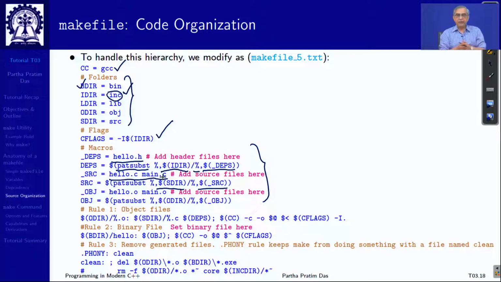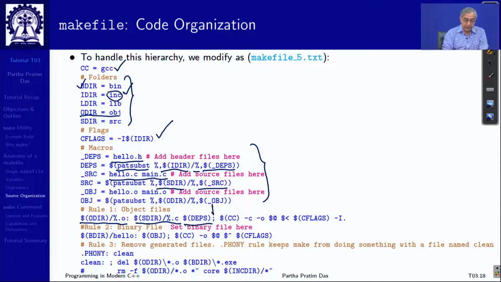You do not have to remember this form, you can always look up the syntax or copy paste from here. Then my rule becomes very simple with this structure also. My object files will be in odir, object dir slash %.o, we have already seen that, dependent on the source files and the dependencies, very nice.